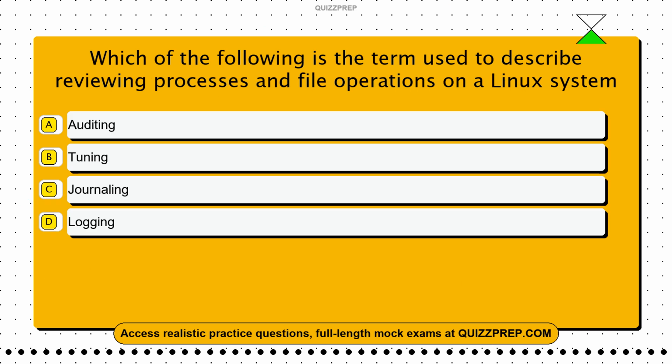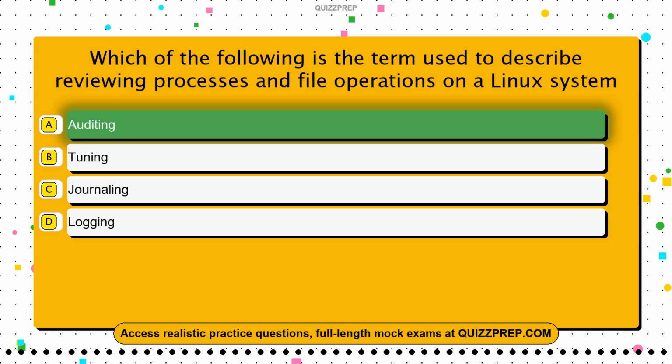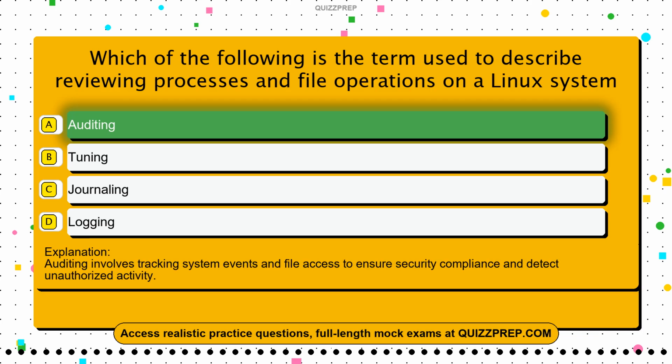Question 89. Which of the following is the term used to describe reviewing processes and file operations on a Linux system? Option A, auditing. Option B, tuning. Option C, journaling. Option D, logging. The correct answer is option A, auditing. Auditing involves tracking system events and file access to ensure security compliance and detect unauthorized activity.